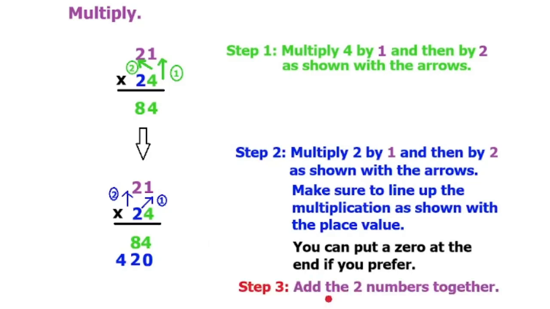Now add the numbers together. Okay, so when you add them together, just add these together. 4 plus 0 is 4. 8 plus 2 is 10. Don't forget to carry the 1. 4 plus 1 is 5. 504. And that's how you do a 2 by 2 multiplication.